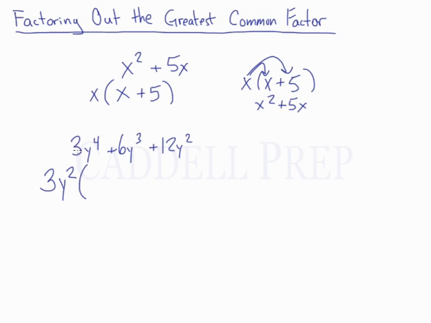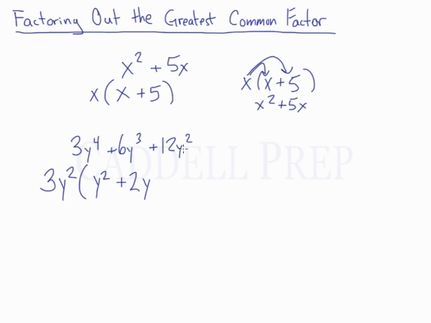3y to the 4th divided by 3y squared. 3 divided by 3 is 1. We don't have to write that. y to the 4th divided by y squared, subtract the exponents, we have y squared. Next we have 6y cubed divided by 3y squared. 6 divided by 3 is positive 2. And y cubed divided by y squared is y to the 1st, or simply y.